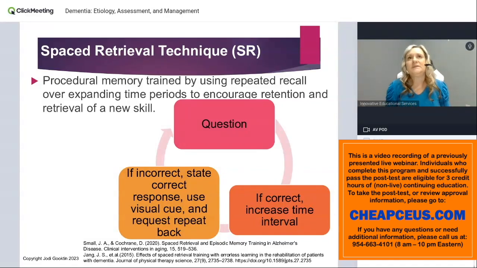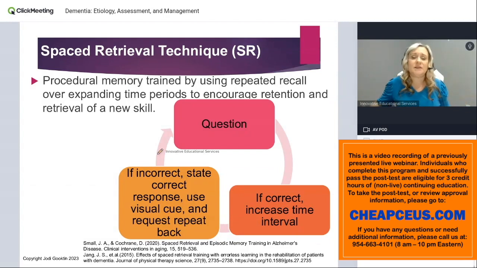Here's an example. Let's say the individual needs to remember to lock their wheelchair brakes before standing up. So you've educated them, you've taught them, you've done your parallel cueing and all your different strategies. And what you're going to say is, okay, what do you have to do before you stand up? They should say, lock the wheelchair. If they do, great. You go on, you distract them, you do something else for 3 minutes, you ask them again. They still remember? Beautiful. You keep increasing your time for them to remember it.